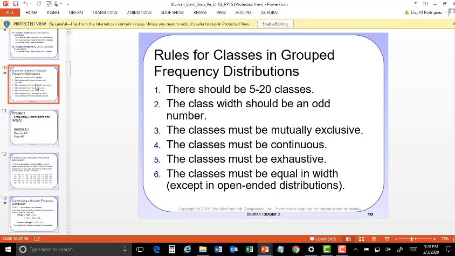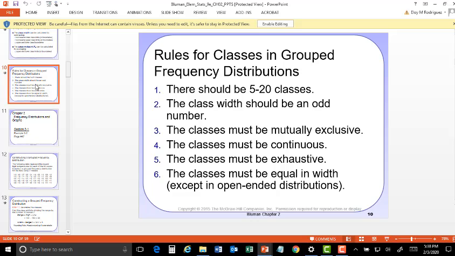Okay, rules for classes and group frequency distribution. Anywhere from, this is kind of like the art part, anywhere from 5 to 20 classes. Class width should be an odd number. Well, that's nice. The width, I don't know, I'm not sure why.